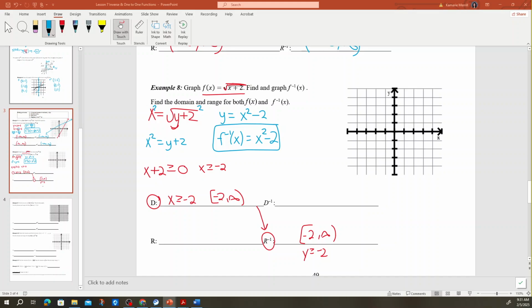Now here's where it gets a little bit tricky. It has to be a one-to-one function, and this is not a one-to-one function. So we have to realize that even though x squared minus 2 looks something like this, we're probably only taking the right side for x greater than or equal to 0, because they have to be one-to-one functions to even have inverses. Okay.